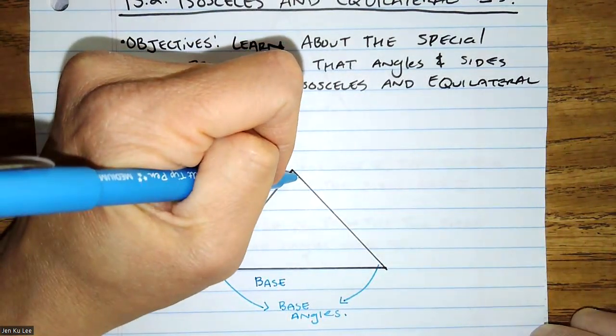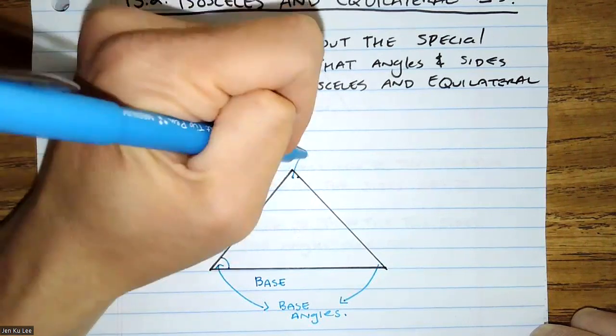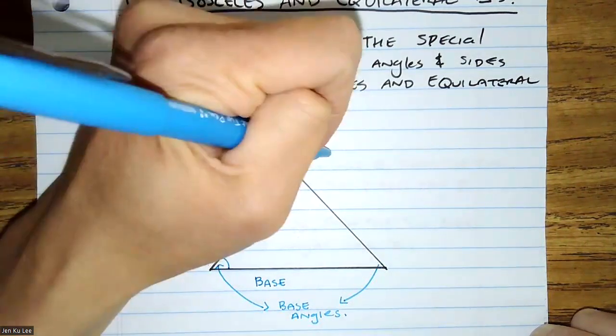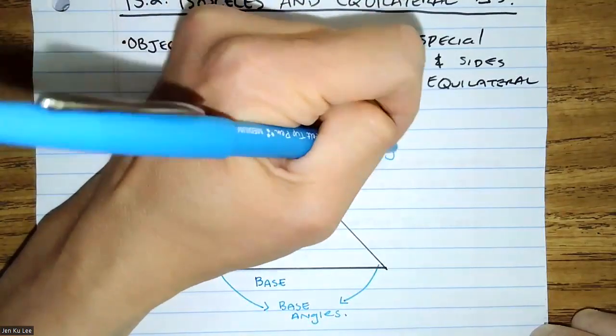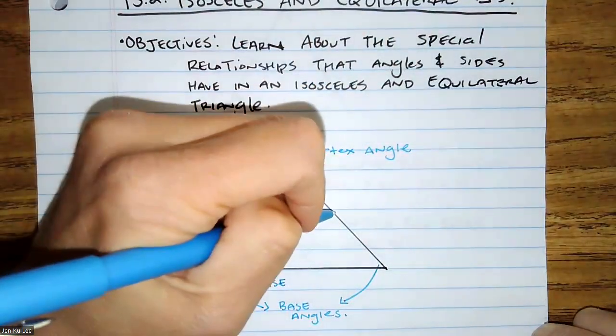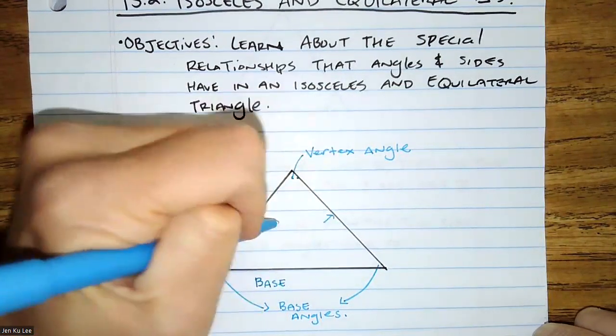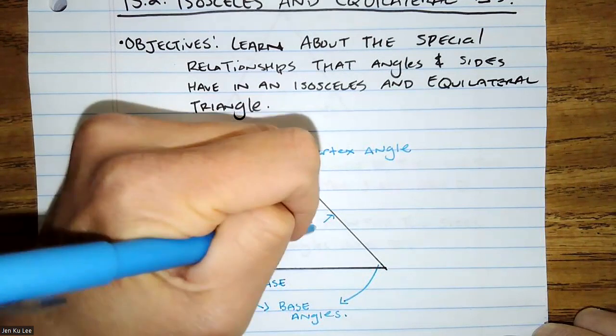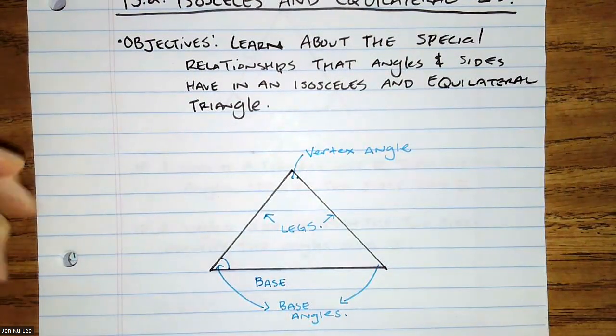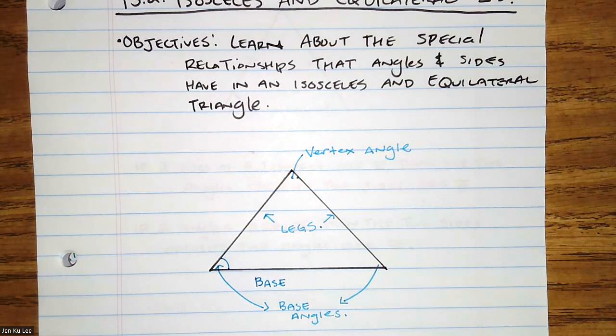This angle here is called the vertex angle. And these two sides here and here are called the legs. Okay, the legs of the triangle. All right. So that's the basic layout of everything.